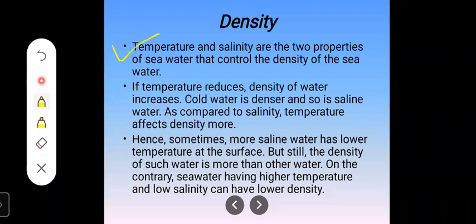Temperature and salinity are the two properties of seawater that control the density of the seawater. We have studied this too. So temperature and salinity control the density of seawater. How? We will see. If the temperature is less, the density of the water will increase.